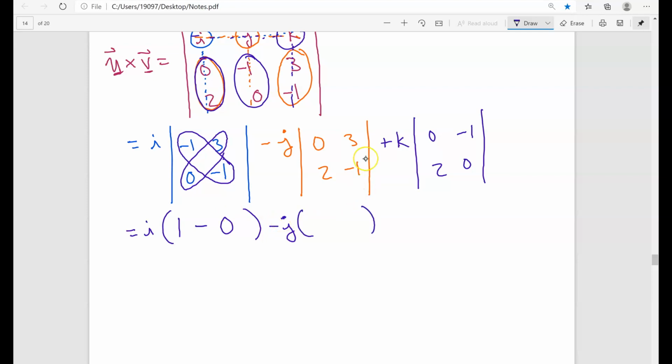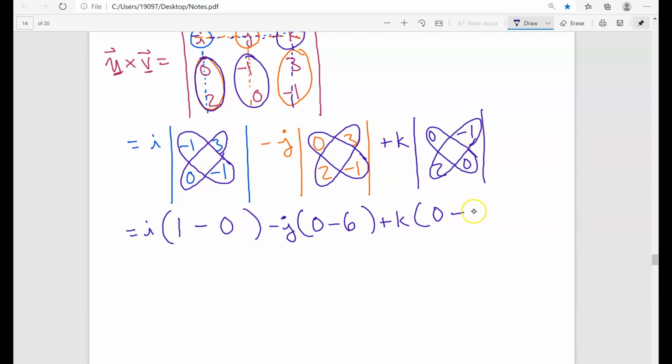So you're going to multiply the diagonals again. 0 times negative 1 is going to give me 0. Minus the off diagonal. 2 times 3 gives me 6. Plus K. So you're going to multiply 0 times 0. It's going to give me 0. Subtract it by negative 1 times 2. Which is going to give me negative 2.